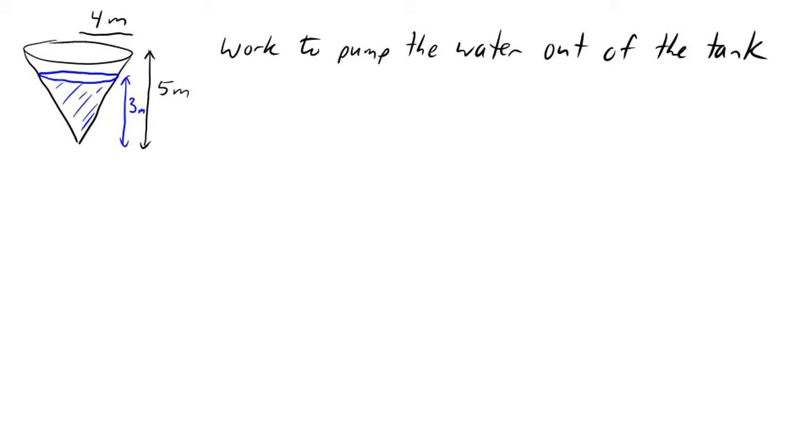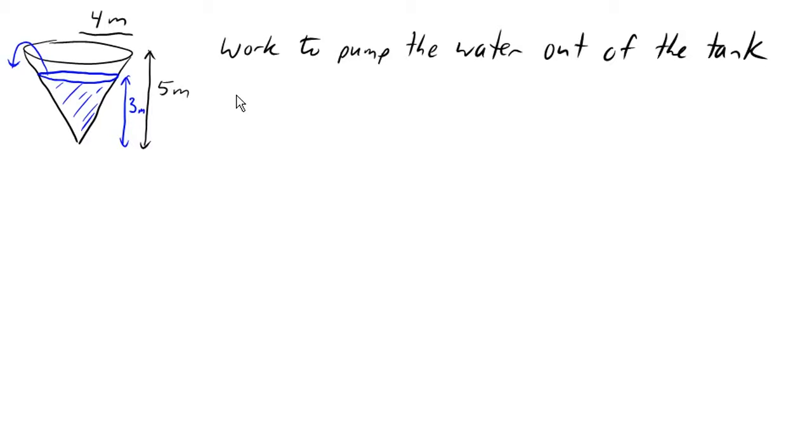Okay, we want to find the work required to pump this water out of this tank. So we have an inverted conical tank here with a radius of 4 meters and a height of 5 meters, and the water level is currently 3. So the idea is we're going to have to take this water from the inside of the tank up over the edge and out in order to empty this thing.